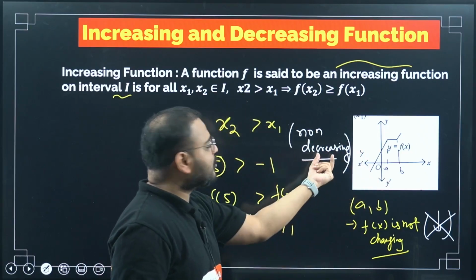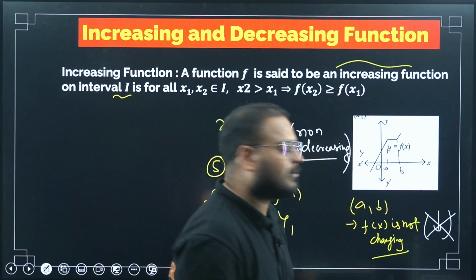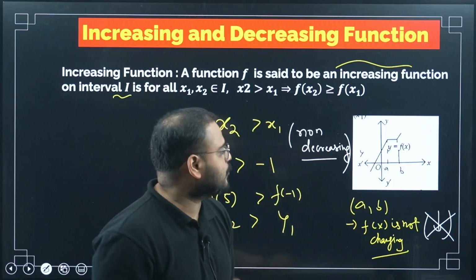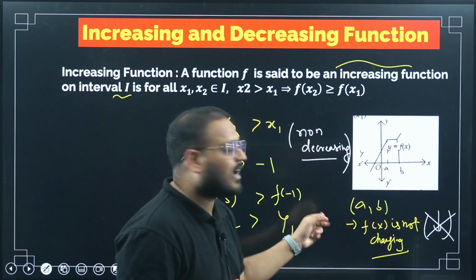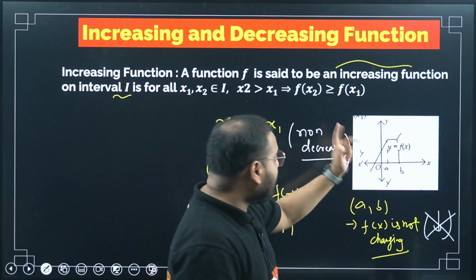I can call it that because non-decreasing means increasing, but some students can argue, sir, at this interval A to B it's not increasing. So I can rewrite this function as non-decreasing.